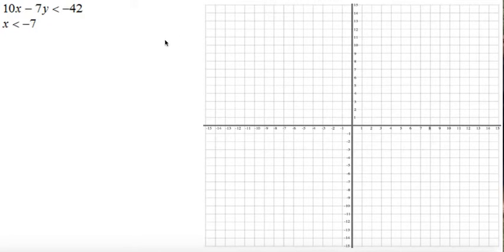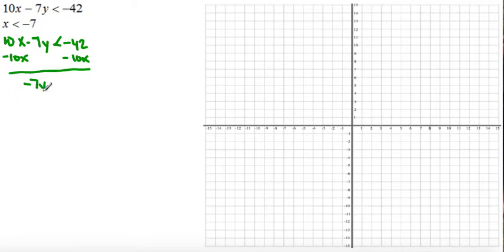Alright, example 9, solve the linear system of inequalities and give one example of a solution, one example of a non-solution. So this first equation has to be rewritten in slope-intercept form, so that's what I'm going to do first. So 10x minus 7y is less than negative 42. So I have to subtract 10x on both sides. And negative 7y is less than negative 10x minus 42. I have to get y by itself, so I divide both sides by negative 7.